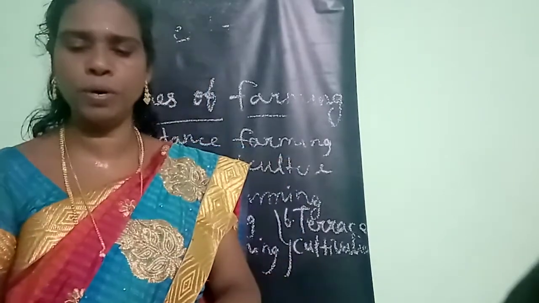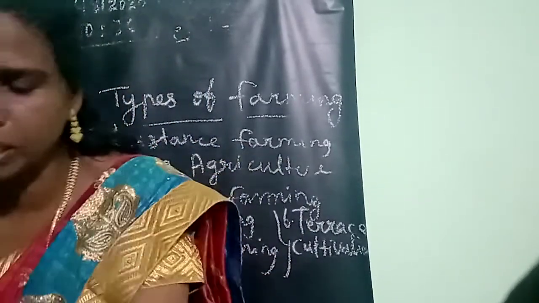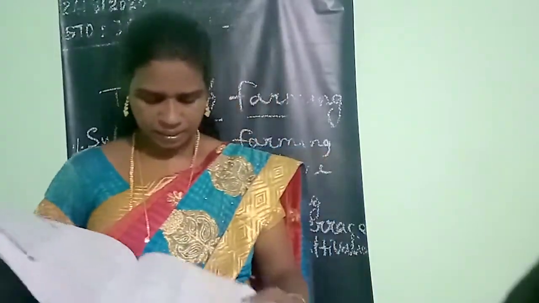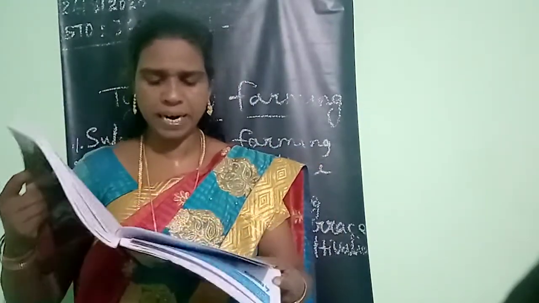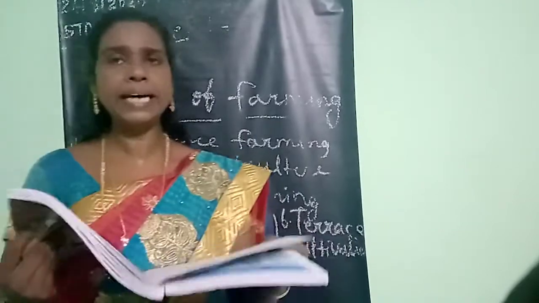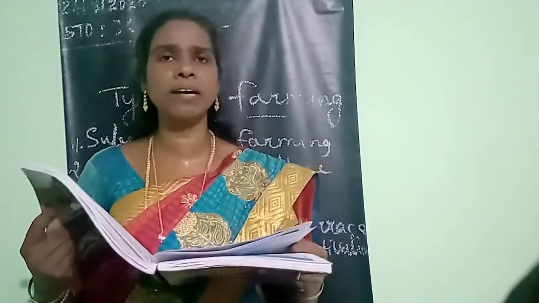Now, all take your book. Turn to page number 168. Answer in brief, Roman number 5. The fourth question: Define agriculture. The first three questions I already gave, is it?